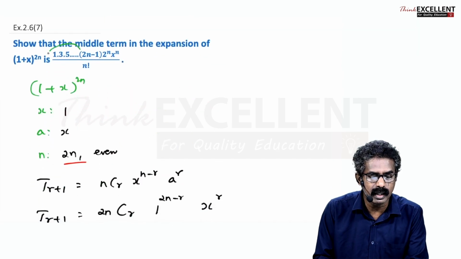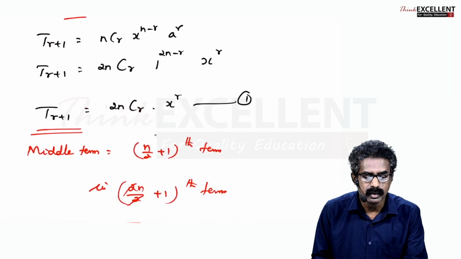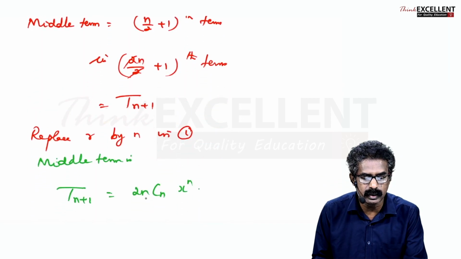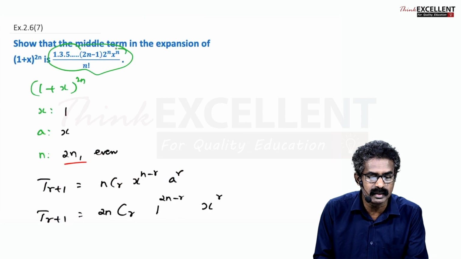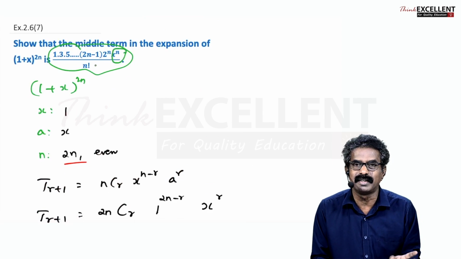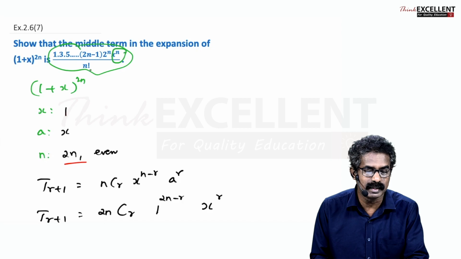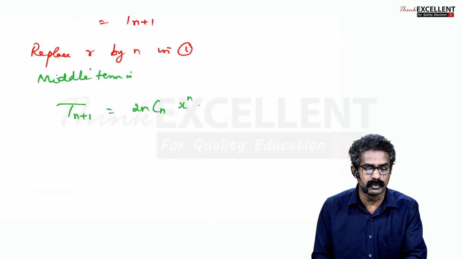But we want the answer in some other form. What answer you are getting? 2nCn x raised to n. Yes, x raised to n is there, but all other things they changed, right? So we have to expand and we have to get this answer. Now please listen how to do this.